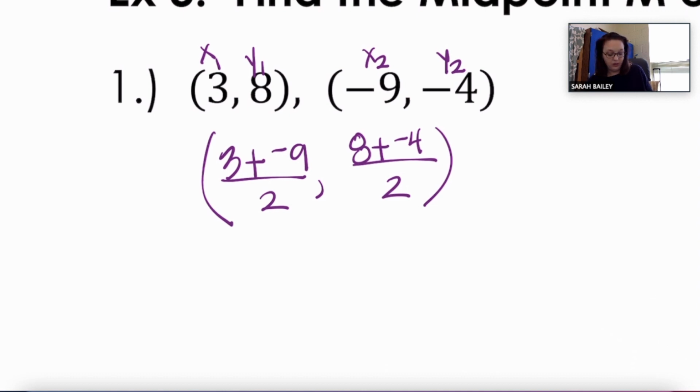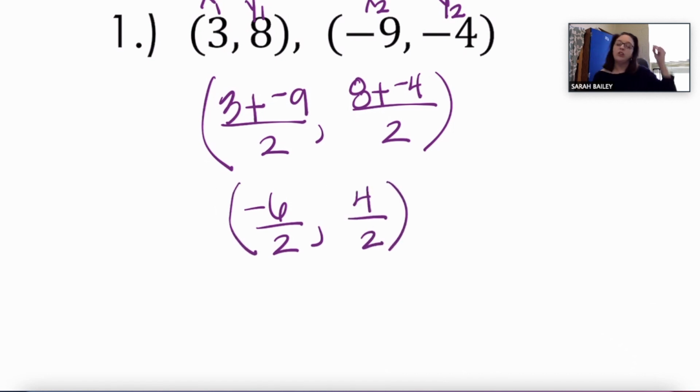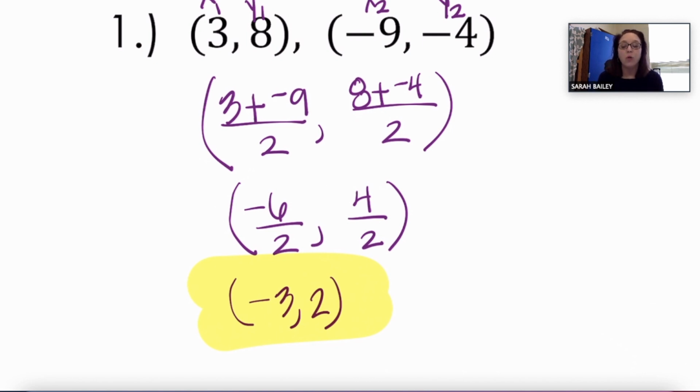So what's 3 plus negative 9? Negative 6. And what's 8 plus negative 4? That's 4. Keep those parentheses, and then just simplify. Negative 6 divided by 2 is negative 3. 4 divided by 2 is 2. So the midpoint of the line that goes through the points 3, 8, and negative 9, negative 4, the point exactly halfway between those two, is negative 3, 2. That's it, y'all. That's really all there is to this.